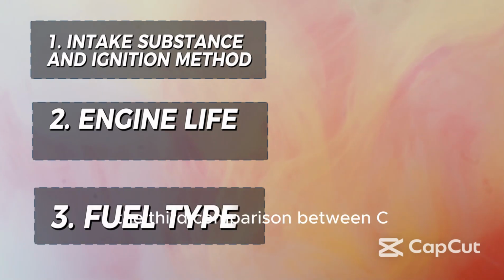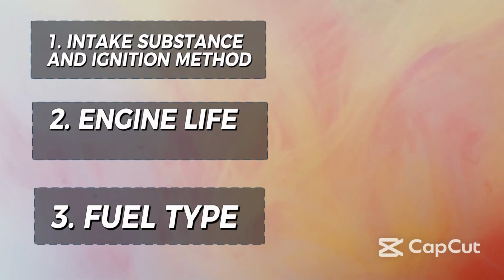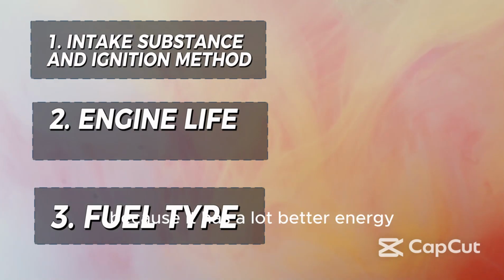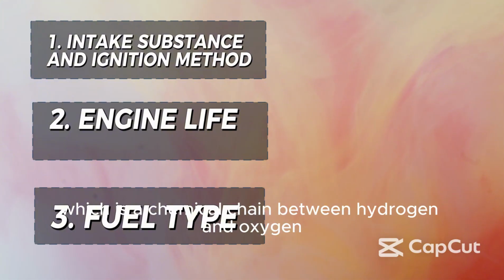The third comparison between the CI and SI engine is the fuel type used. Diesel fuel is said to be better than petrol fuel because it has a lot more energy because of its long chemical chain in the substance, which is a chemical chain between hydrogen and oxygen.